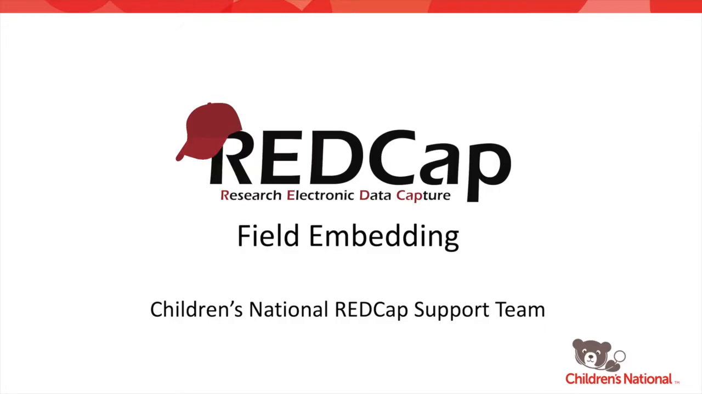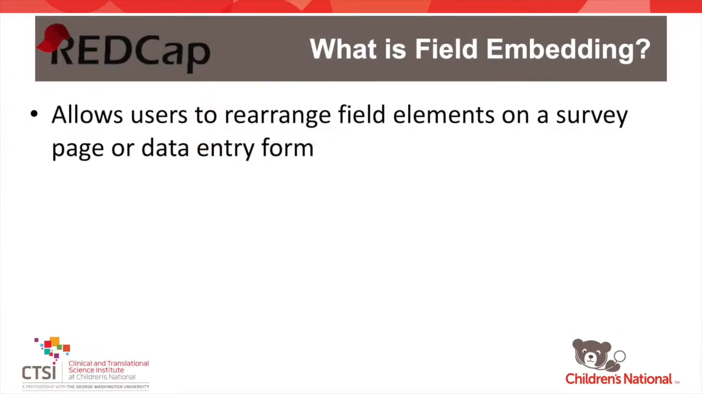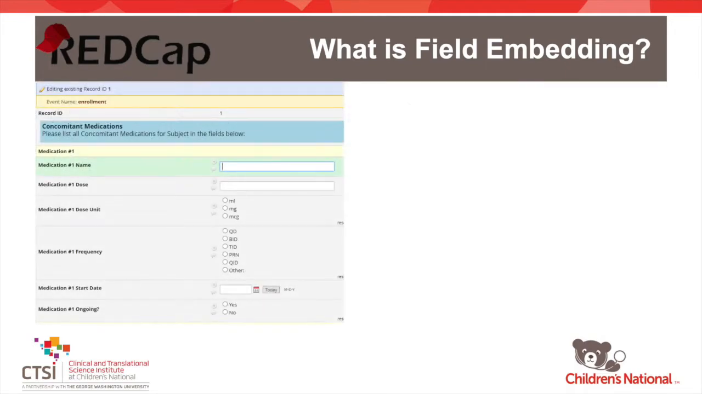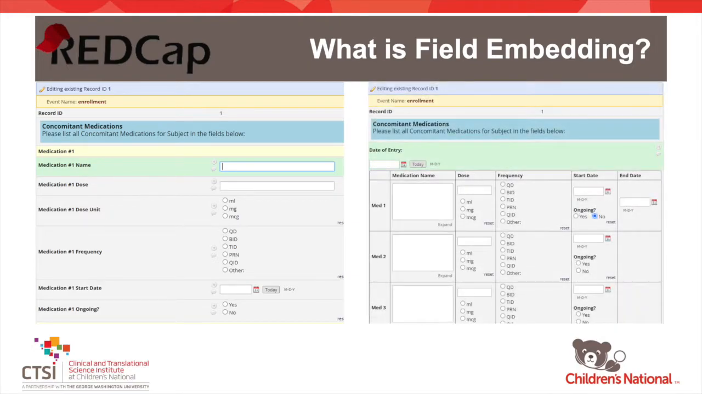Hello everyone! In this video we will demonstrate field embedding in REDCap. Field embedding is one of REDCap's newest design features, and it allows users to arrange field elements on a survey page or data entry form. So while fields normally appear vertically on a form, with each one appearing below the other, with field embedding you can reposition fields so that they appear side by side or in a grid format.